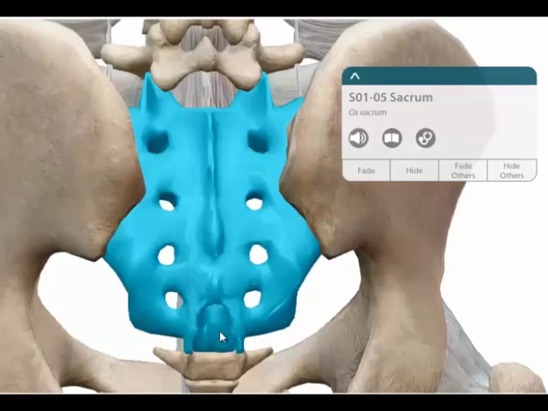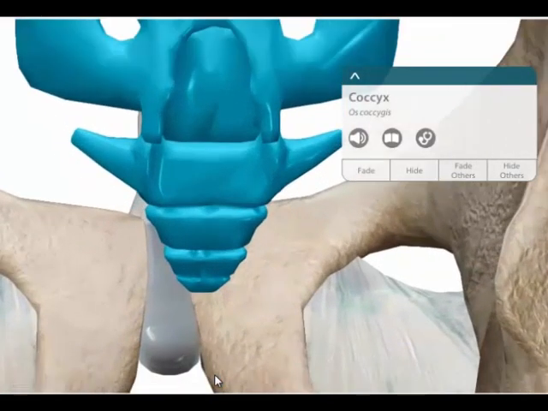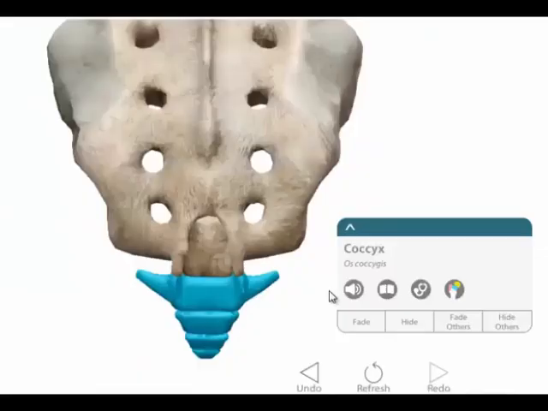At the base of the sacrum then is the coccyx, otherwise known as the tailbone. This is made up of 4 fused vertebrae, so again, independent movement is not possible by the coccyx, but it does move in relation to the sacrum. It's also an important attachment point for various muscles.